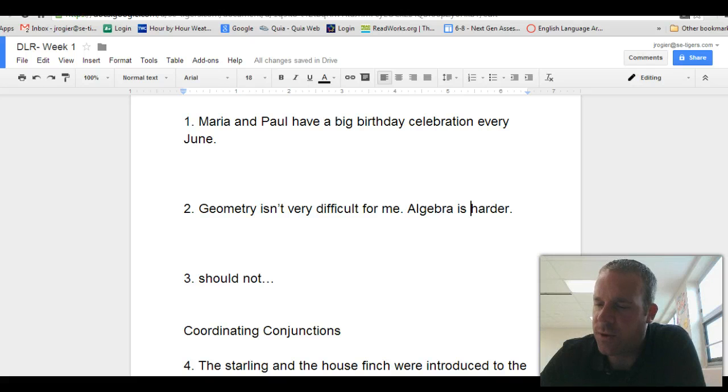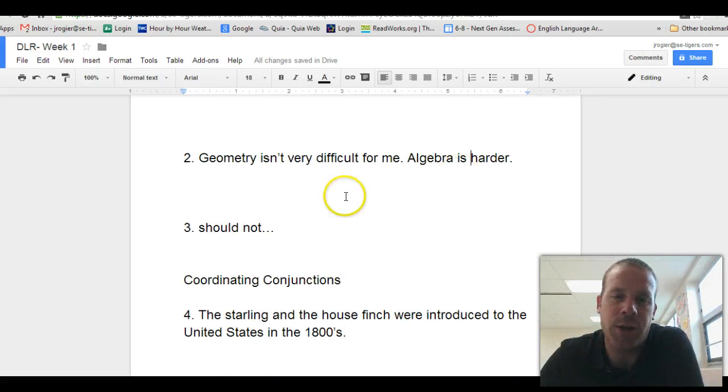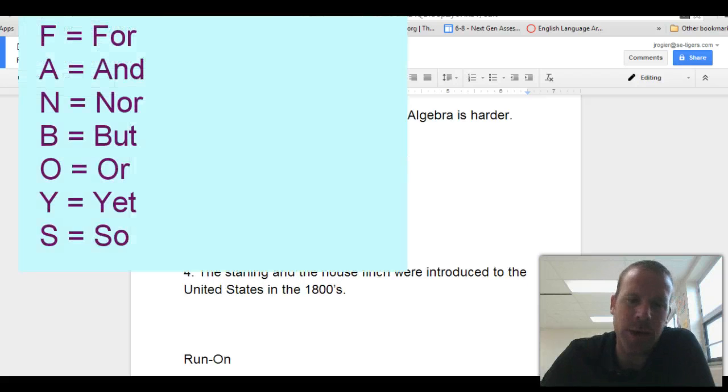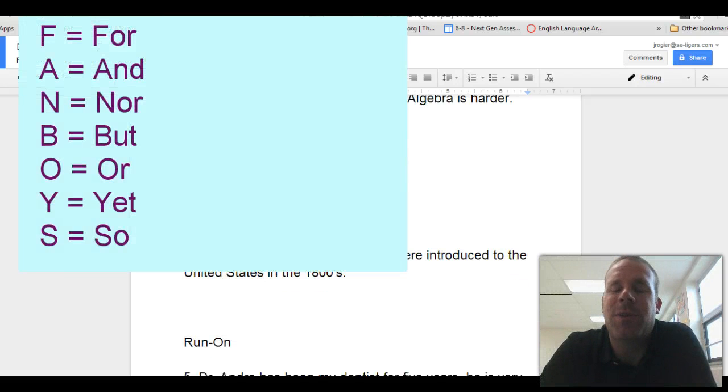Number 3, they're just looking for a contraction, and they started with should not, and we just want to make that shouldn't. Okay, instead of should not, we want to go ahead and make that shouldn't. And as you can see on there, when I put that in red, that would be the proper spelling. Number 4 is looking for coordinating conjunctions. We'll talk a lot this year about coordinating conjunctions or correlative conjunctions or subordinating conjunctions. Coordinating is probably the easiest one, the ones that you're most used to. They just combine 2 words together.